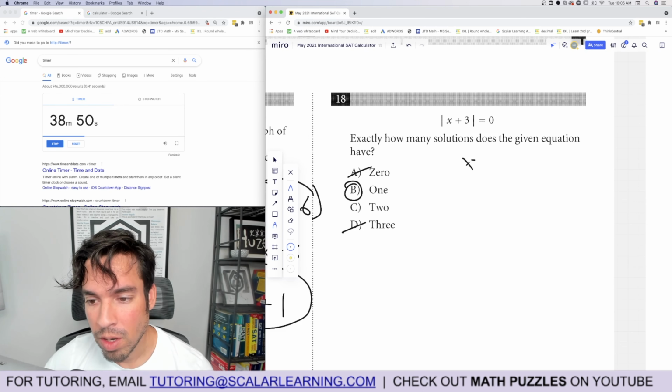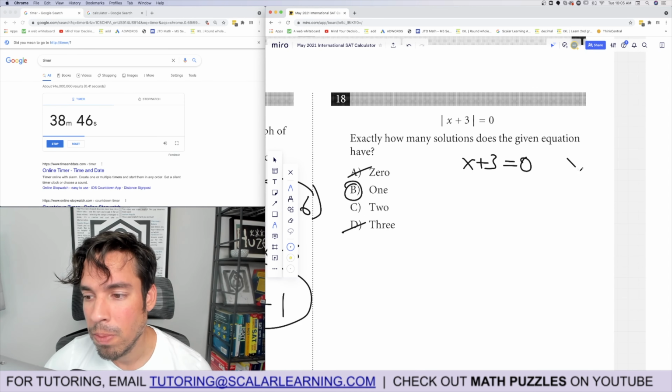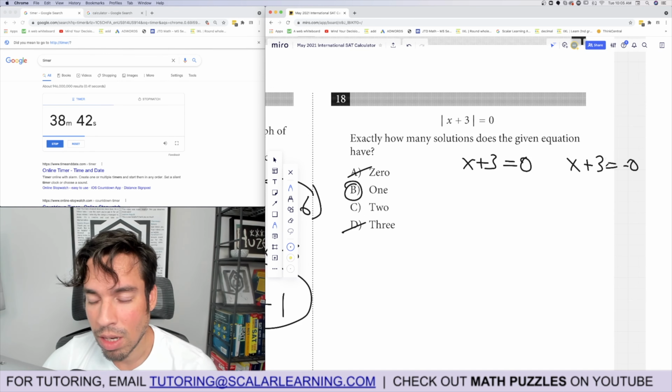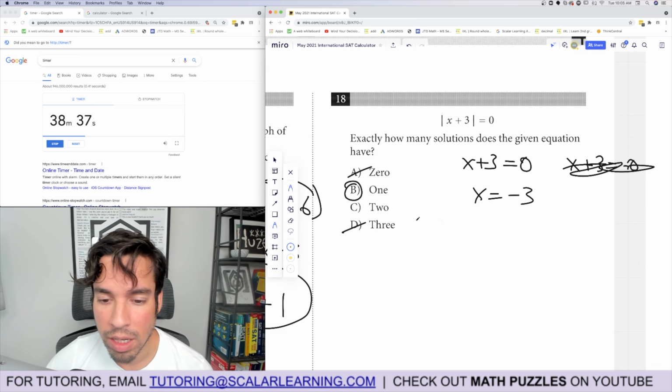Now I'll prove it to you. Normally we bifurcate and we'll be like, all right, first we need to do x plus 3 equals 0, x plus 3 equals -0. But we can't do a -0 because it's the same as 0. So now it's just down to one solution, and x equals -3.